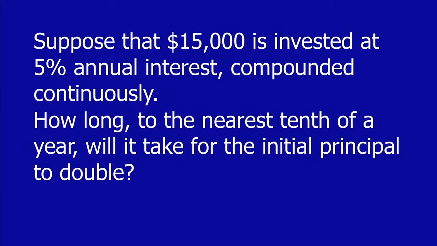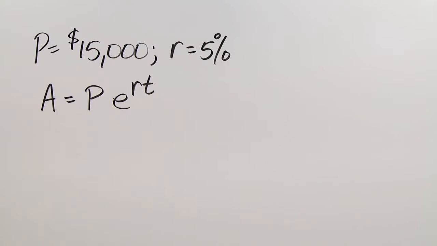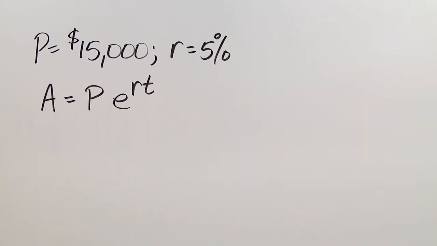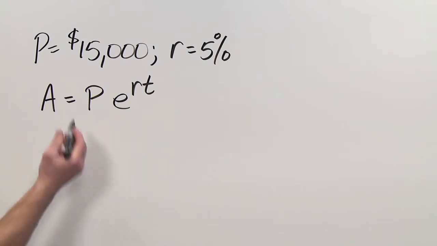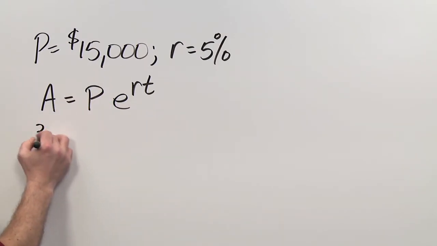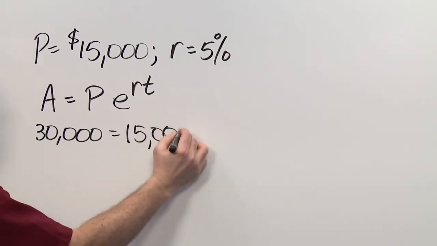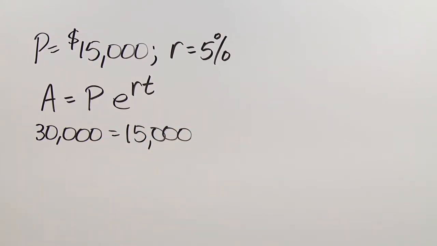Suppose that $15,000 is invested at 5% annual interest compounded continuously. How long, to the nearest tenth of a year, will it take for the initial principal to double? So we know that the initial principal is $15,000. We want to know when that is doubled. In other words, $30,000 would replace the value of A. $15,000 replaces the value of P.